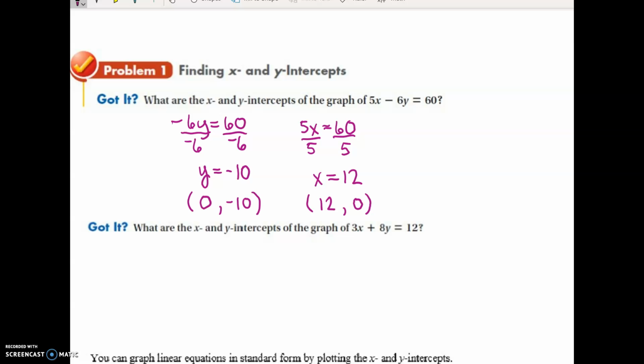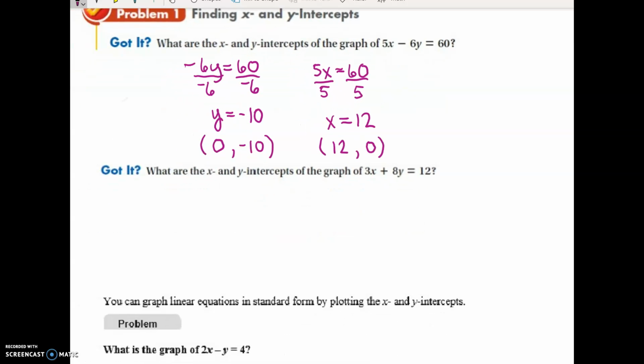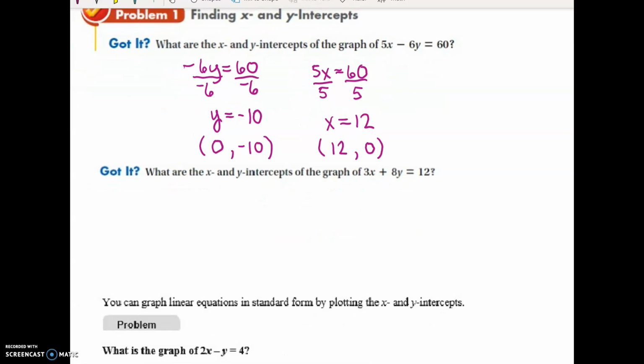A lot of times they will write them as ordered pairs, especially if you're going to be graphing. Okay, so you try the next one here. Find the x and y intercepts for this equation and go ahead and pause. And then in a minute or so when you finish, unpause and you'll be able to see the solution.